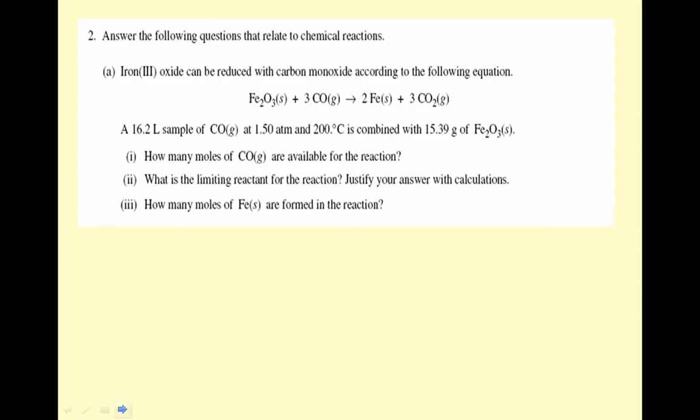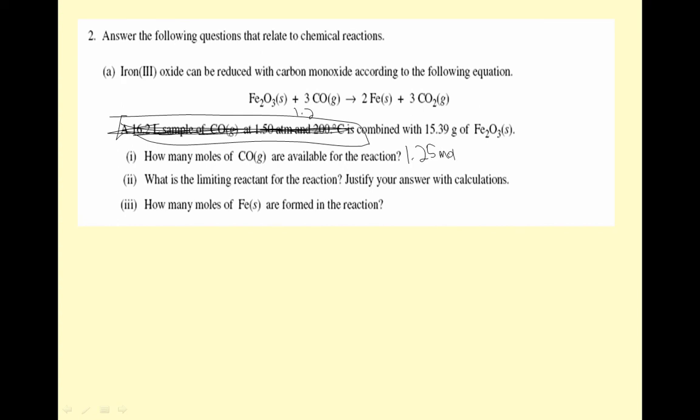Here's a real AP problem. I think you have this on the sheet I gave you. Answer the following questions that relate to chemical reactions. Iron(III) oxide can be reduced. Okay, so what happens here is, oh, man, this is a bad one because I did not convert this. How shameful for me. We don't know how to do that yet. Oh, I'm going to cough. Excuse me. Okay, so my first problem is I don't know how many moles of CO2 there are because I didn't teach you that yet. So I'm just going to make it simple and say this is 1.25 moles. That'll be given to you, okay?